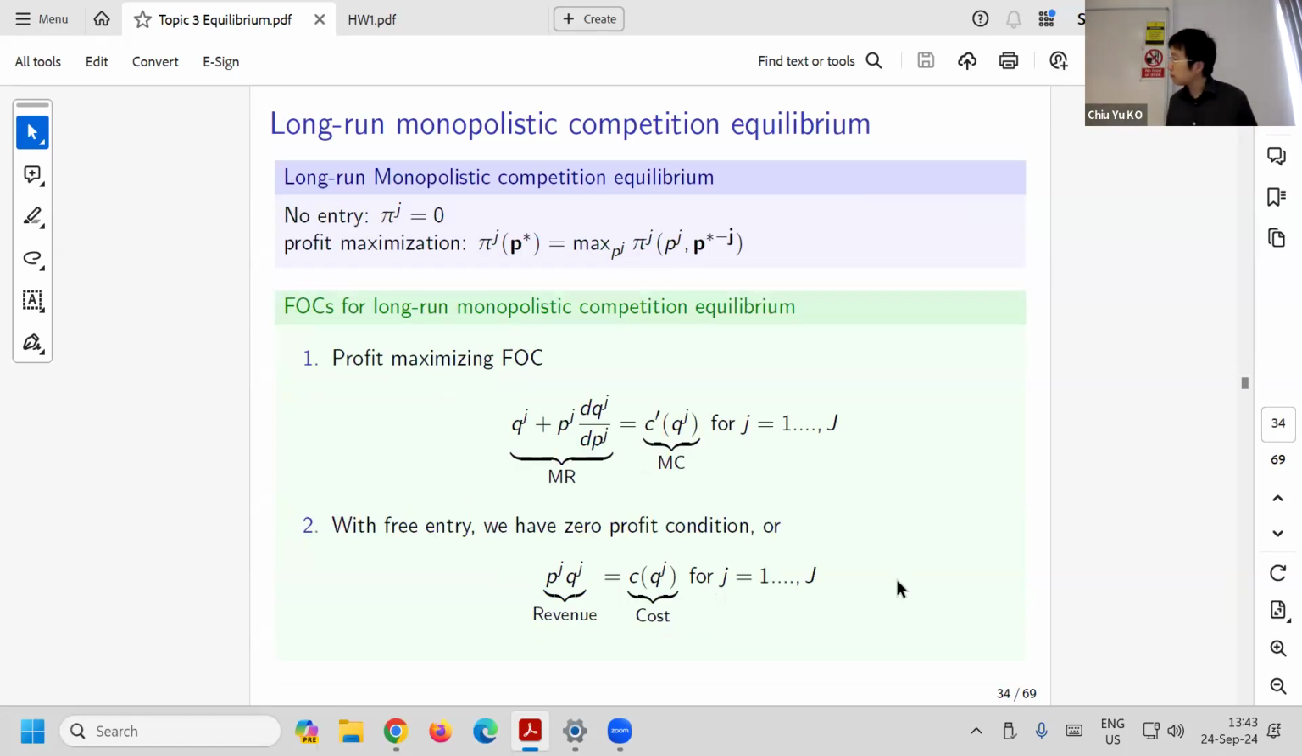Okay? And if you impose the condition of no entry, that means zero entry, meaning the free entry condition, right? So zero profit, then they will be equal, right?